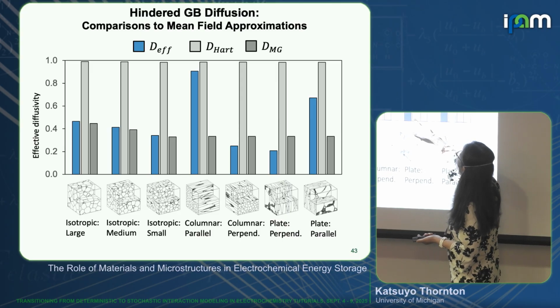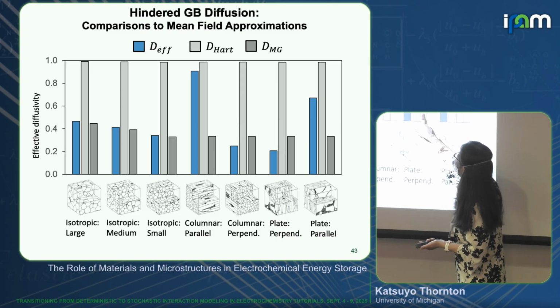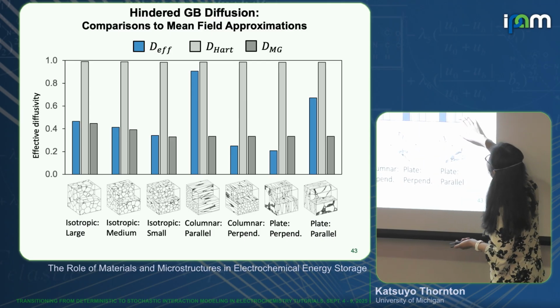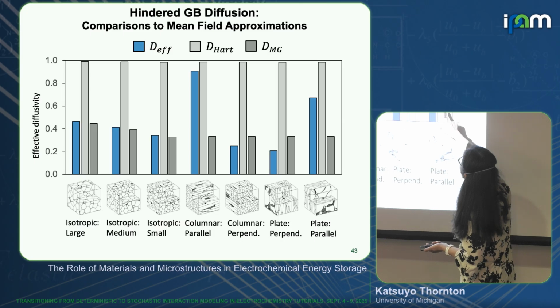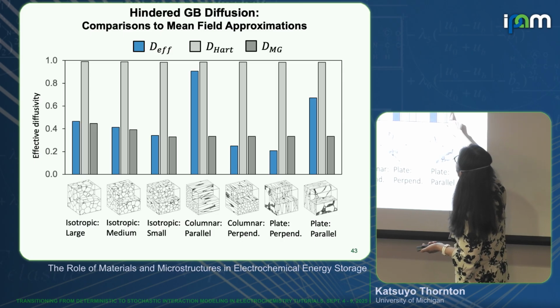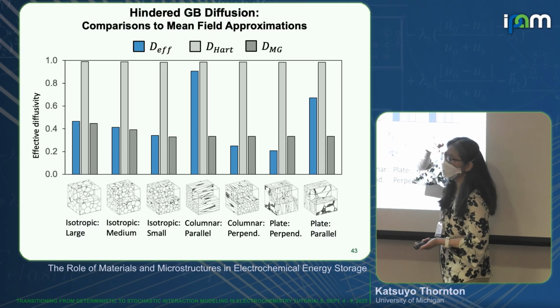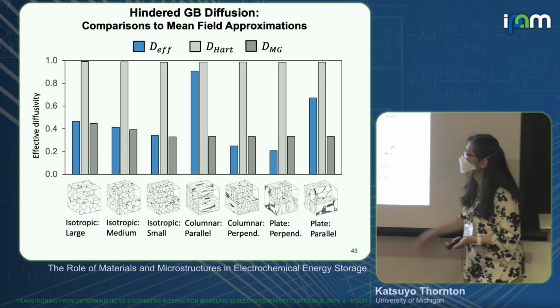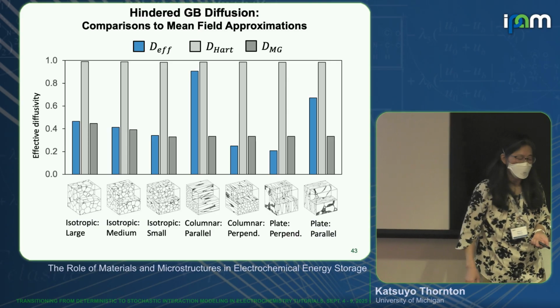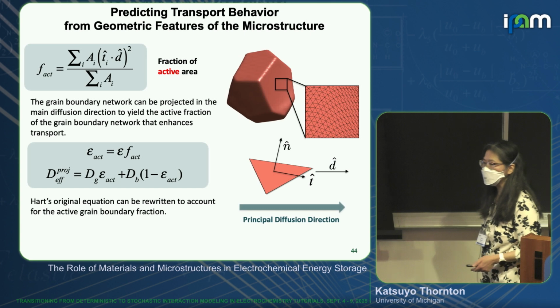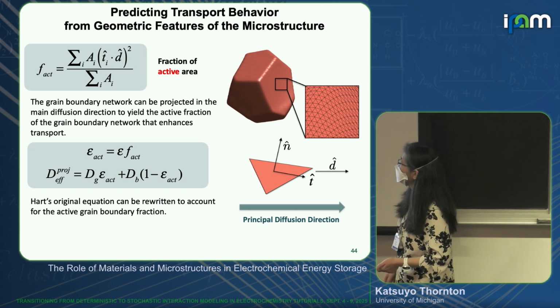And then this is not great, right? It's getting a factor of almost 2. The worst one was this one. Neither the Hart's nor Maxwell-Garnett would predict the direct calculation well. It's somewhere in between. It's almost like an average. So we said, is there any way to improve on the description?